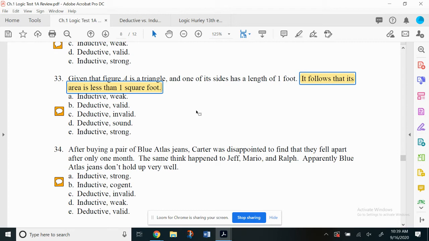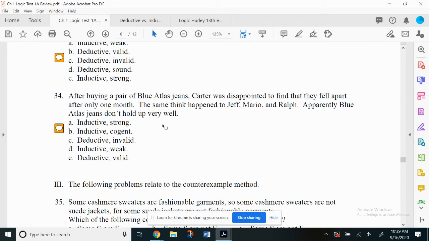34. Oh, and sorry, but it still has the same language that would be used in a deductive. So we know it's deductive, but we need more information. Otherwise, it's still invalid. 34, you can push pause, think about this. Okay, we'll come back. 34, inductive, strong. It just means that possible conclusion was indeed supported by these premises up here. Premise one. Premise two.